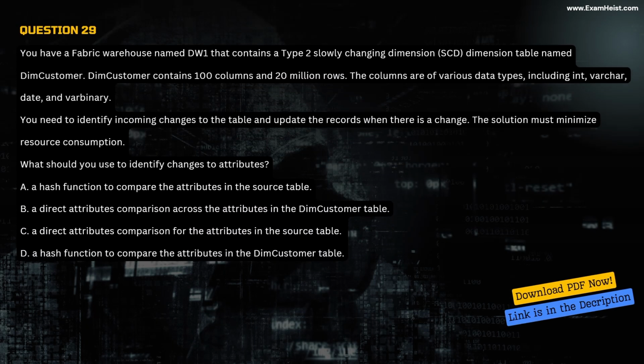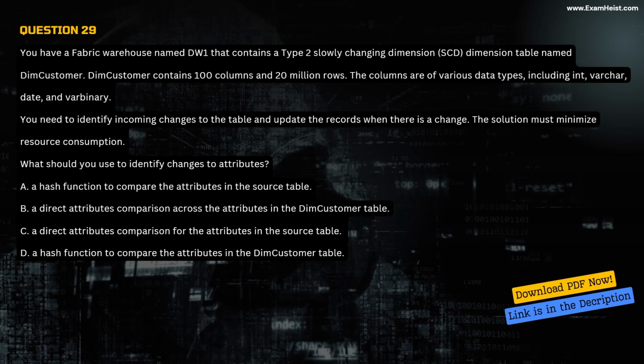Question 29. You have a Fabric warehouse named DW1 that contains a Type 2 slowly changing dimension, SCD, dimension table named DIM-Customer. DIM-Customer contains 100 columns and 20 million rows. The columns are of various data types, including int, varchar, date, and varbinary. You need to identify incoming changes to the table and update the records when there is a change. The solution must minimize resource consumption. What should you use to identify changes to attributes?